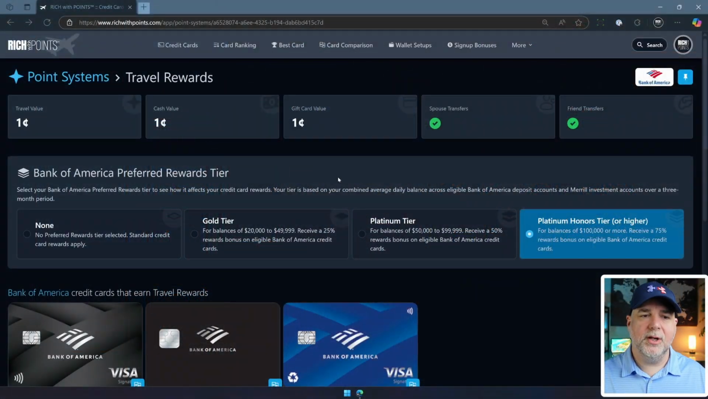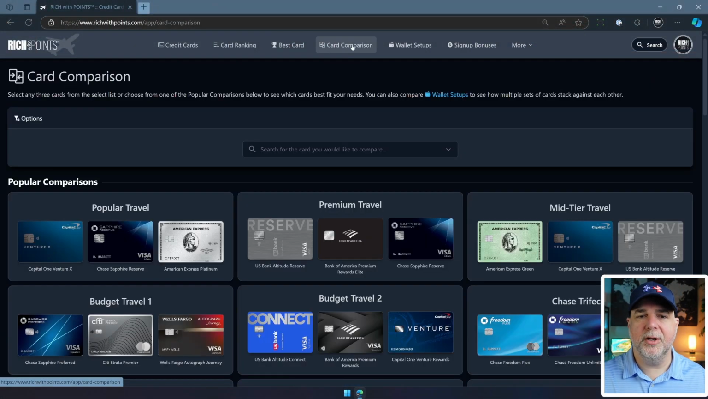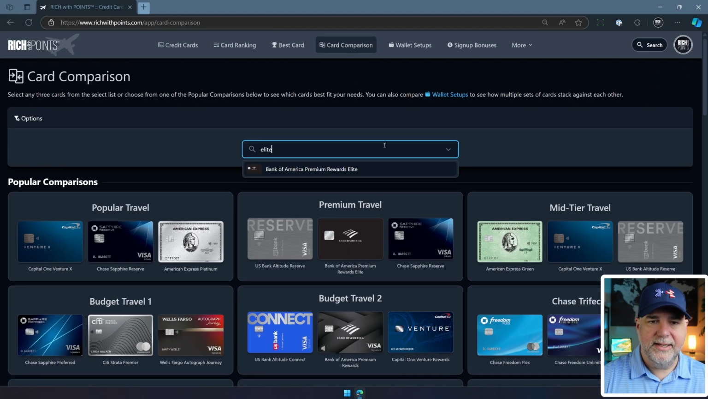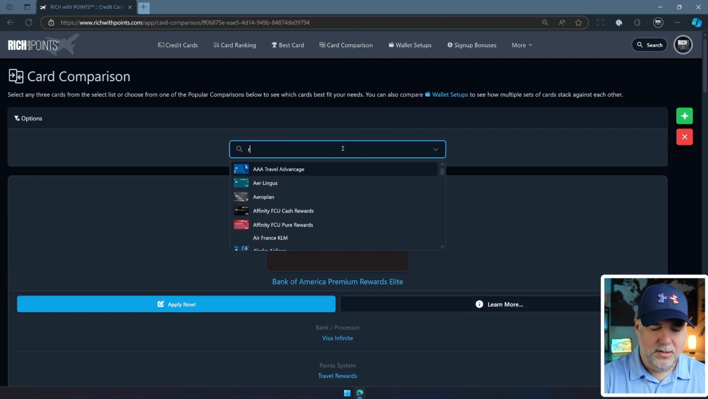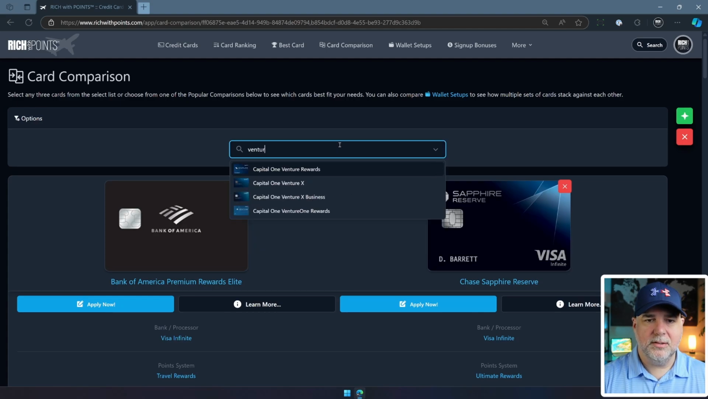All right, so we're gonna do some card comparisons, like I mentioned. First, we're gonna come back over here, turn off the rewards tier. Let's come over to the card comparison section. So we'll do the Elite against the Reserve, my favorite travel card. And let's do the Venture X, how about that?